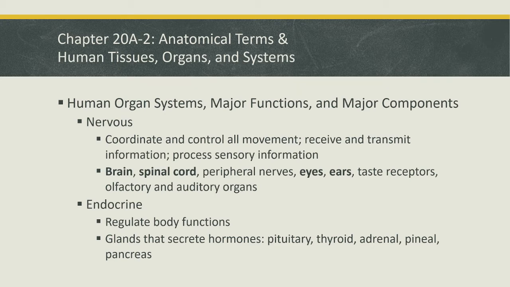Then the endocrine system. The endocrine system regulates body functions, and its main components are various glands that secrete hormones, such as the pituitary gland that is heavily involved with growth. So a person with pituitary gland problems can either end up not growing as tall as they otherwise should have, or they can end up with an overactive pituitary gland and end up being larger than their body would have naturally grown to. Your thyroid gland, your adrenal gland, this one, the pineal gland. I didn't make it bold, but it is usually considered a body organ.